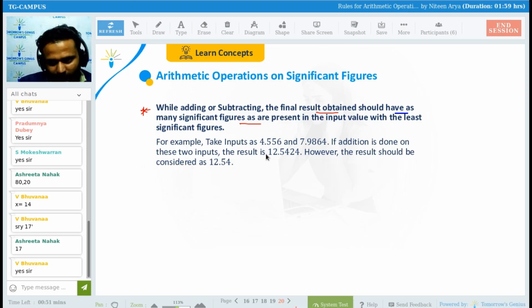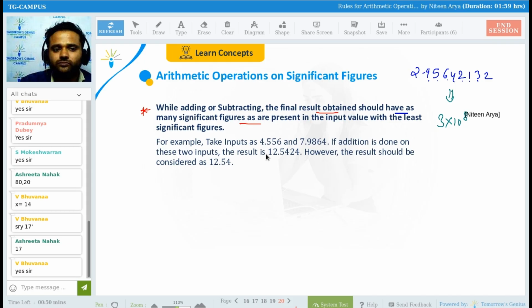The basic thing is, whenever you have more significant decimals, because before the decimal you can write these things in order. For example, the speed of light in actual is something like 2.95643 or 4213. How many digits? 1 2 3 4 5 6 7. So rounding off this, 3 into 10 to the power 8. Why are we doing this? Because it is not a point even here.